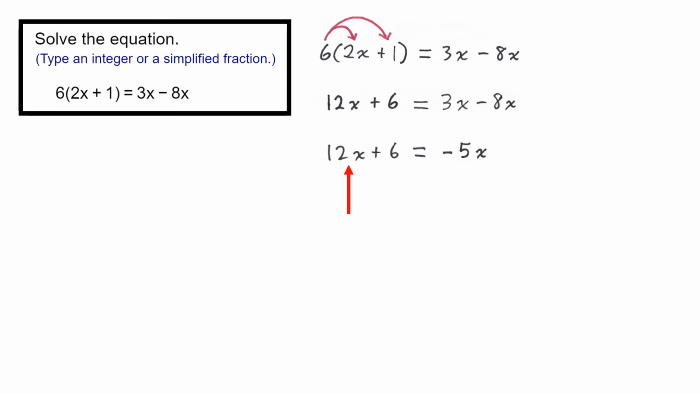To get rid of an entire term, you add the opposite. The opposite of 12x is negative 12x. Or you can think of it as 12x minus 12x. Because this is an equation, whatever we do on the left, we have to do on the right. So notice I've written minus 12x below the negative 5x term. I draw the line to indicate we're going to add all these terms up. The 12x's cancel, which just leaves us with the 6 on the left side. And on the right side, we have a negative 5x and a negative 12x, which gives us negative 17x.